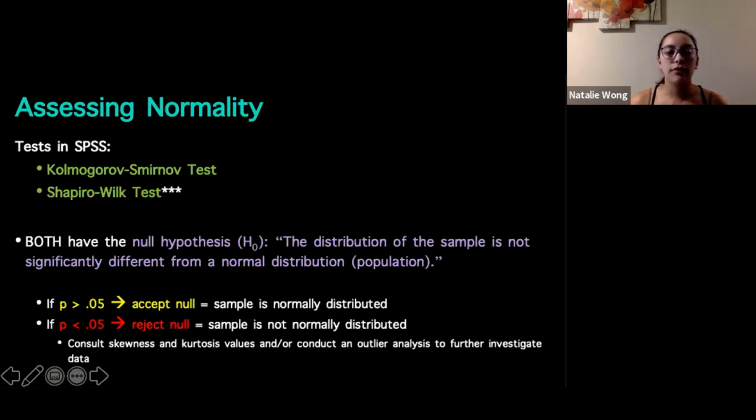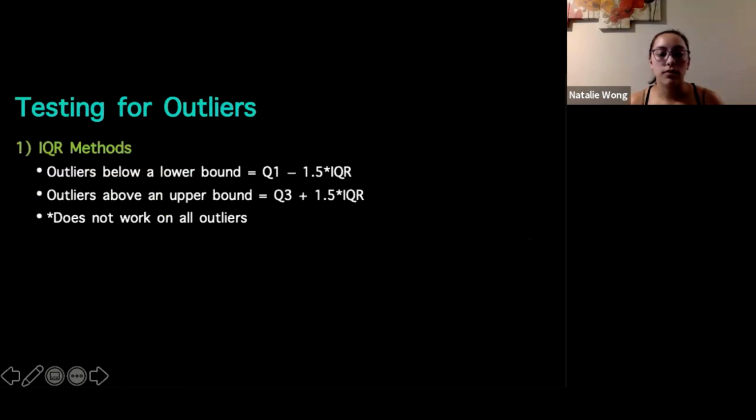Okay. If we don't have a normally distributed sample, in order to figure out what's causing that, we can either look at our z-skew and z-kurt values to figure out if we have positive or negative skewness or kurtosis, or we could also test for outliers. And there's a variety of methods that can be used here, which I discussed in the activity as well.